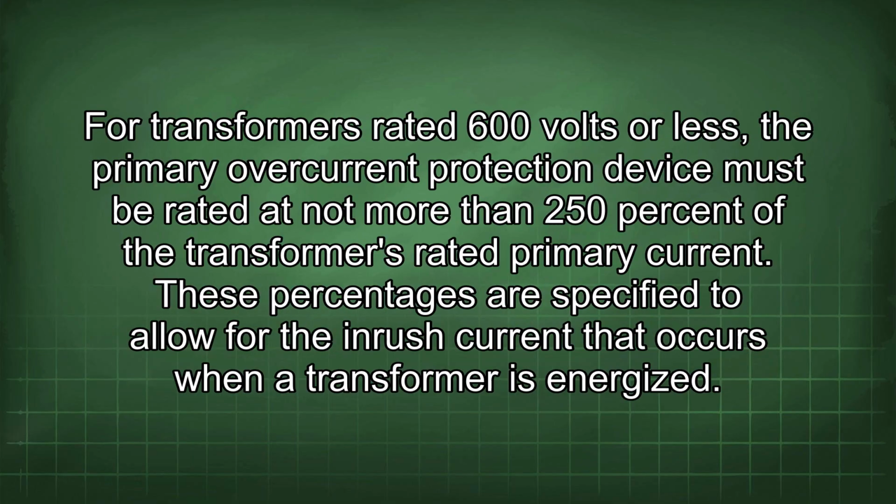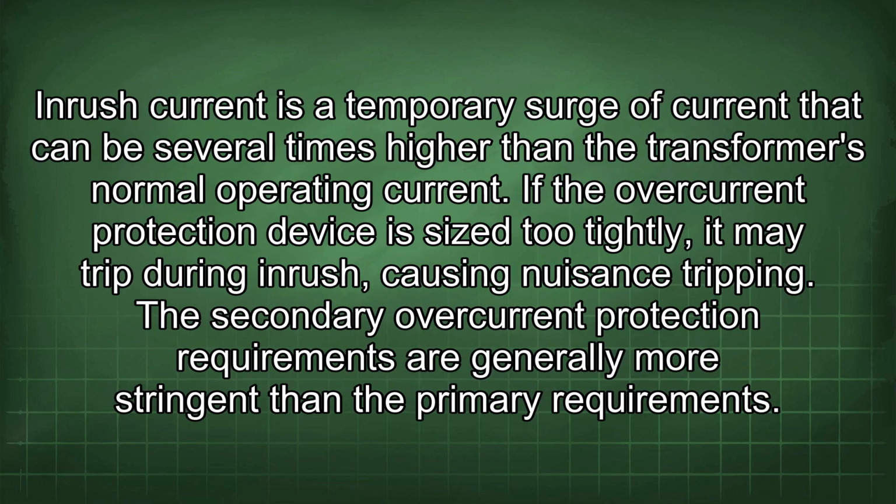For transformers rated 600 volts or less, the primary overcurrent protection device must be rated at not more than 250% of the transformer's rated primary current. These percentages are specified to allow for the inrush current that occurs when a transformer is energized. Inrush current is a temporary surge of current that can be several times higher than the transformer's normal operating current. If the overcurrent protection device is sized too tightly, it may trip during inrush, causing nuisance tripping.